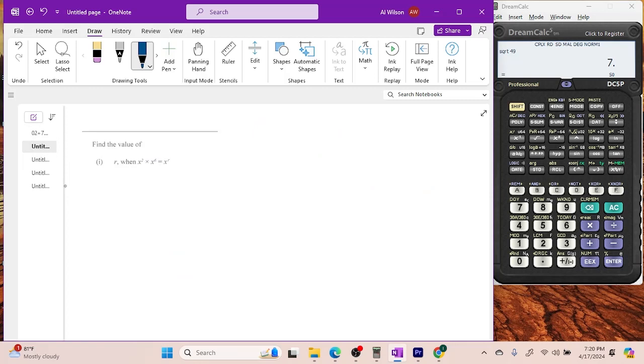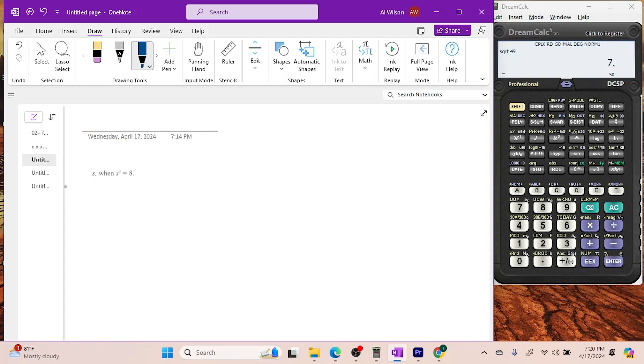Now in the next one, we're told to find the value of r when x squared times x to the 6 is equal to x to the r. If we notice, our bases are the same, which means we can go ahead and add the powers. So it's x to the 2 plus 6, which is 8, equal to x to the r. Since the power is 8, that's what r is equal to. So r is equal to 8.